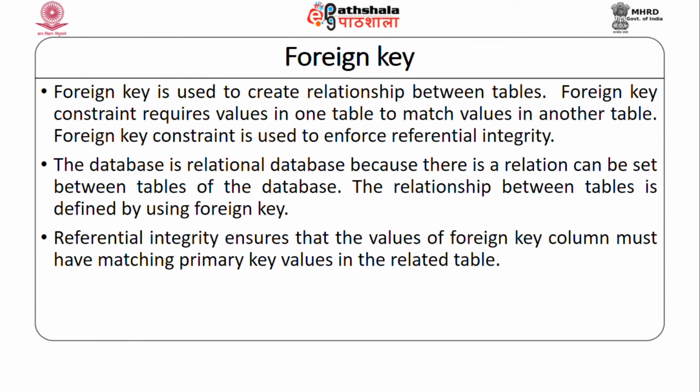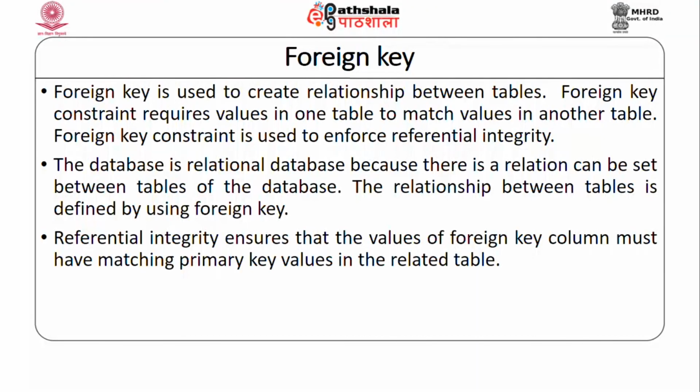Foreign key. As we know, a foreign key is used to create a relationship between tables, and the foreign key constraint requires that values in one table must match values in another table. The foreign key constraint is used to enforce referential integrity. Referential integrity means, as I say, the value must come only from the parent table. It does not allow you to insert, update or delete if you specify it. In a relational database, relationships are set between tables of the database, and the relation between tables is defined by using primary key and foreign key.